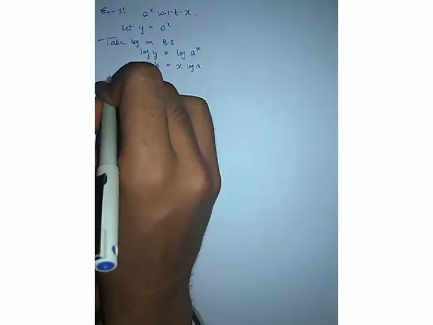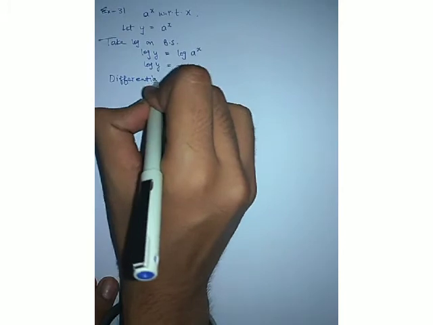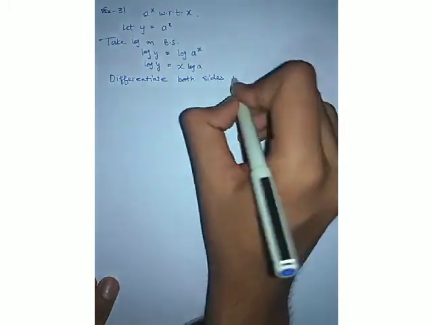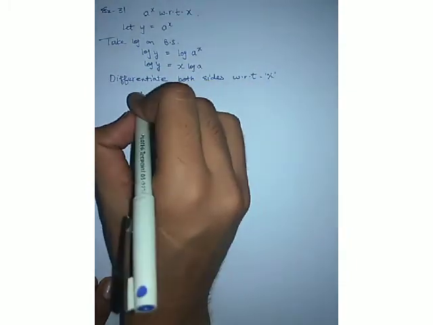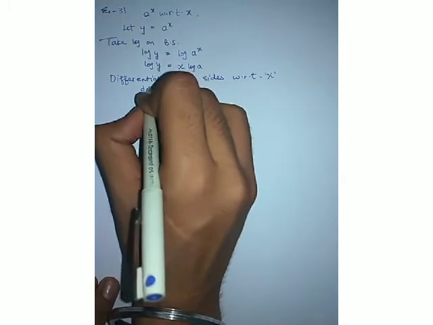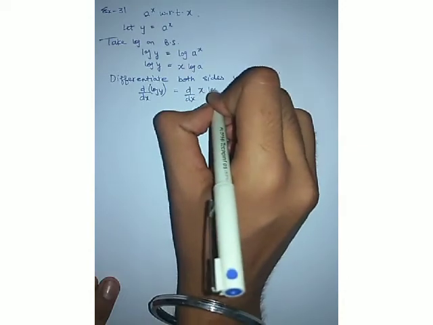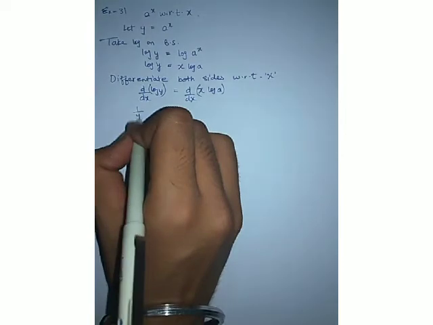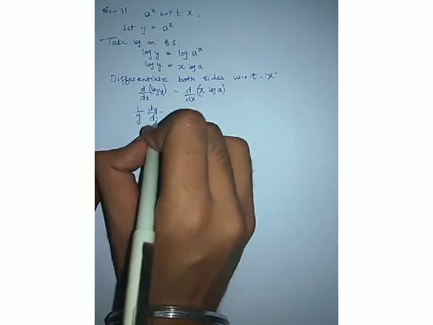And now differentiate both sides with respect to x, of course. Apply the differential, that is d upon dx of log of y is equal to d upon dx of x log a. Now log of y, that is 1 upon y, and the differentiation of y with respect to x again, that is dy upon dx.